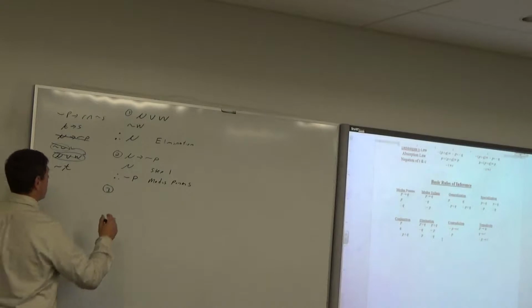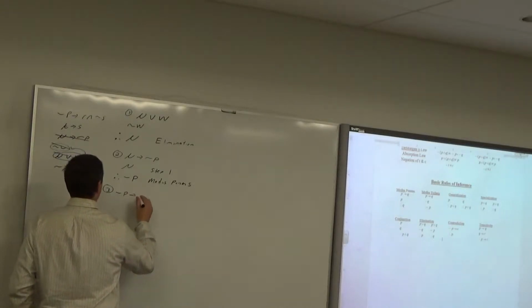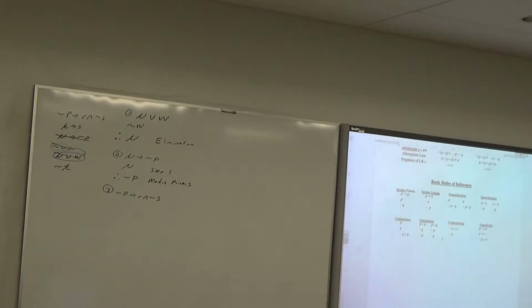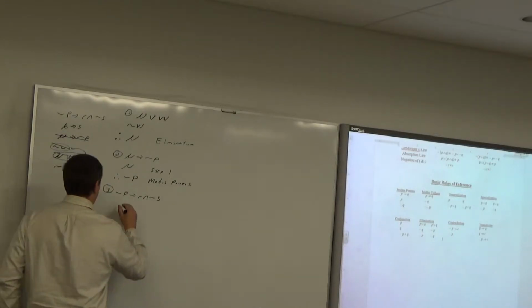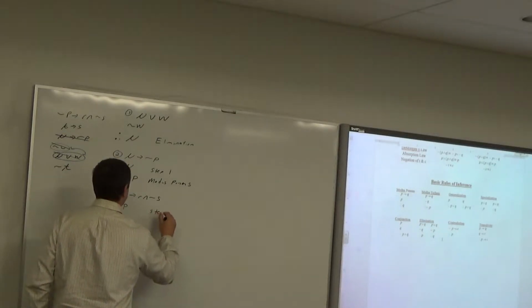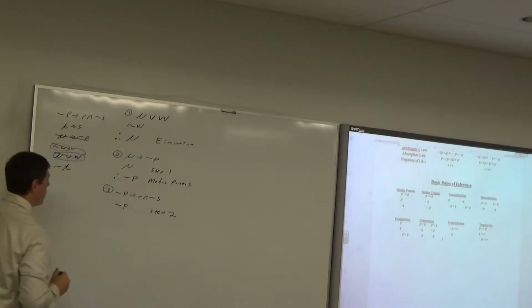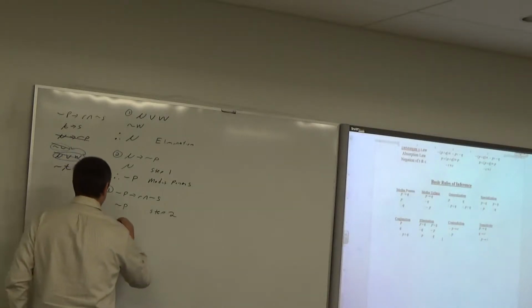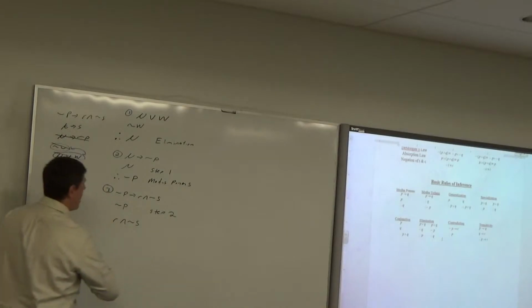Not P, then not P implies R and not S. So we have not P implies R and not S. Okay, I like using that one. And then what else could we use from there? Yeah, we could use not P, and we had not P from step number 2, right? Good. So that's going to be not P from step 2. And then what's that going to result in, and why? R and not S. Good. So R and not S.